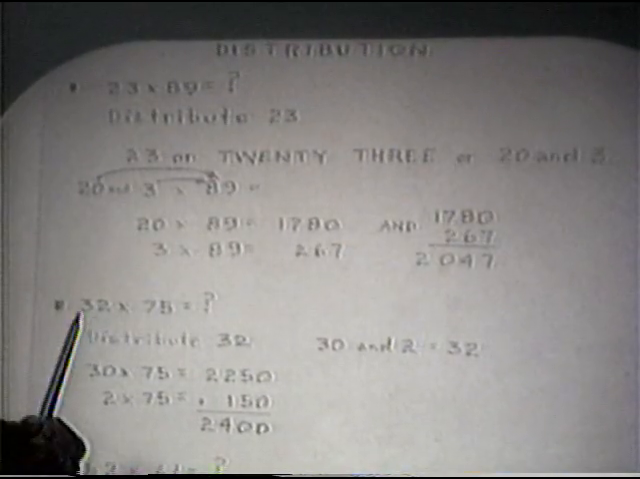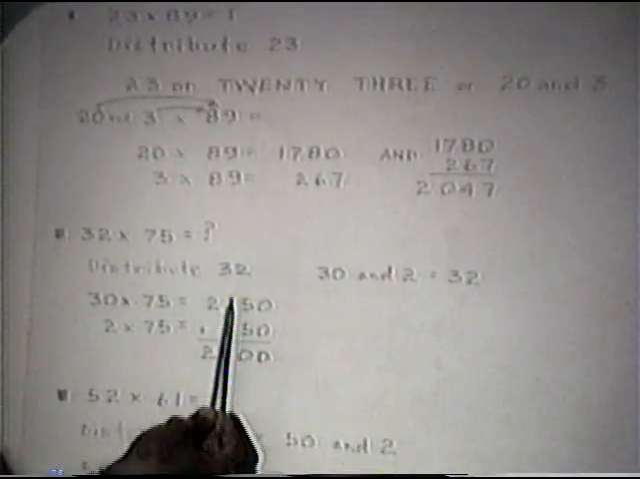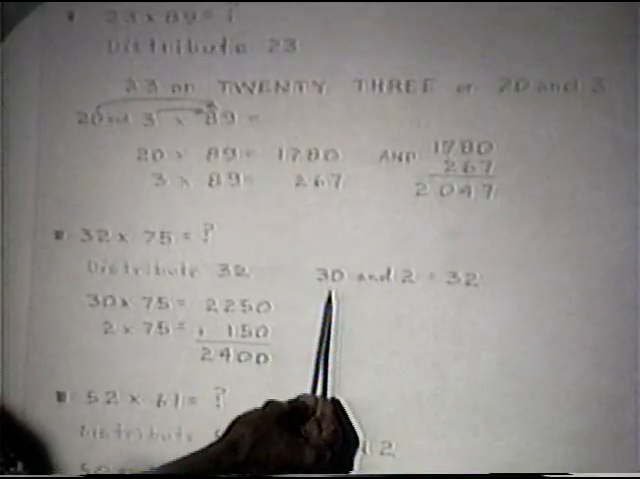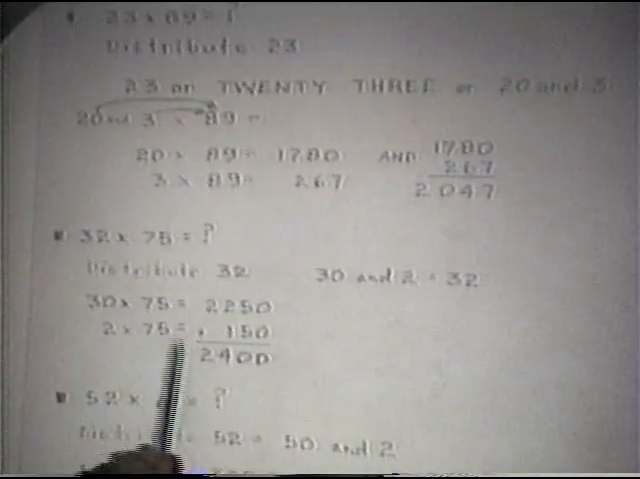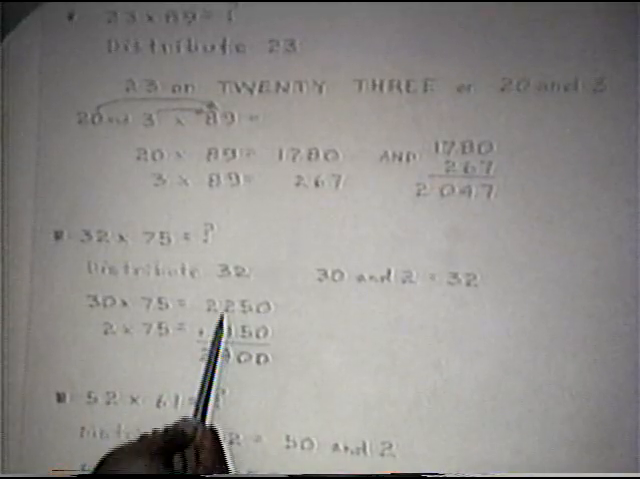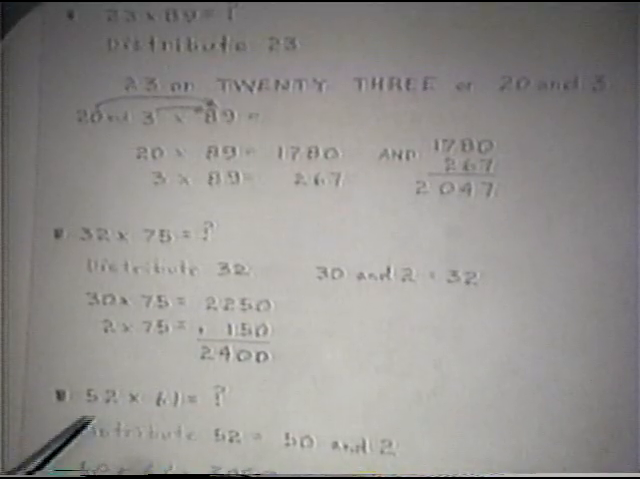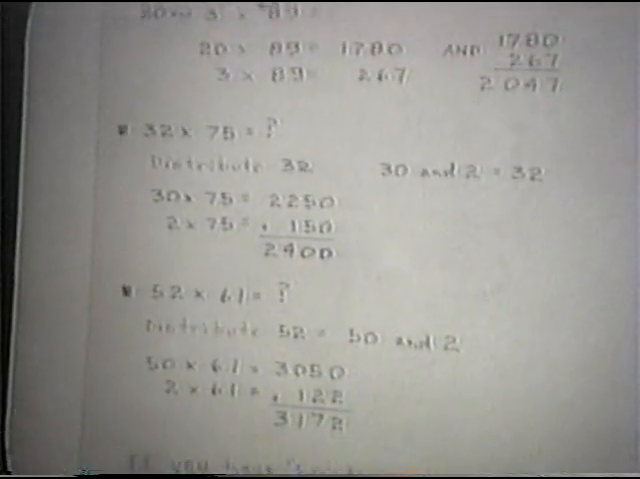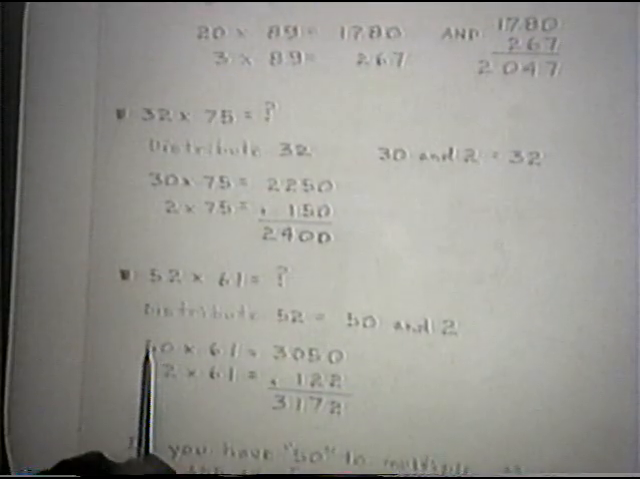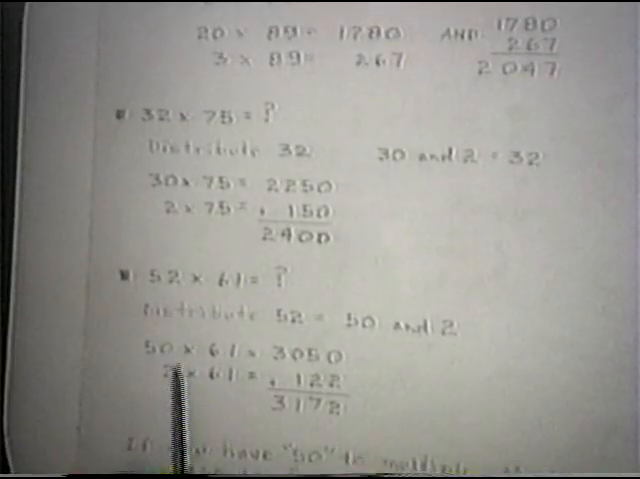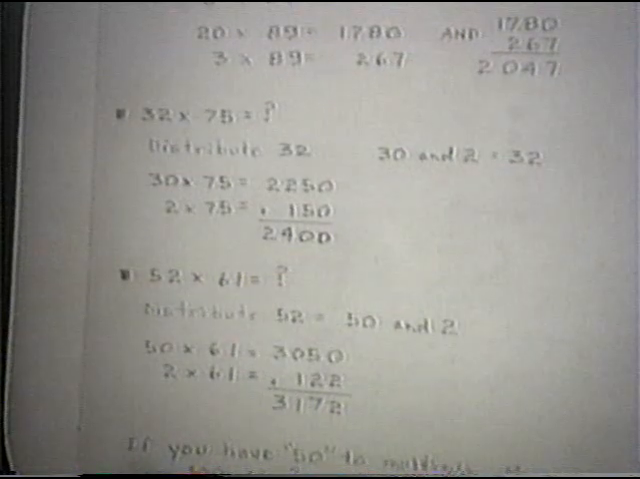Let's try 32 times 75. What is 32 times 75? We distribute this 32. As you know, there's 30 and 2. So we're going to use 30 times 75 and 2 times 75. And we're going to add them both together. And that's how we got 2,400. 52 times 61. Let's distribute the 52, which is 50 and 2. We distribute the 50 to the 61, 50 times 61 and 2 times 61. We add them together, we get 3,072.